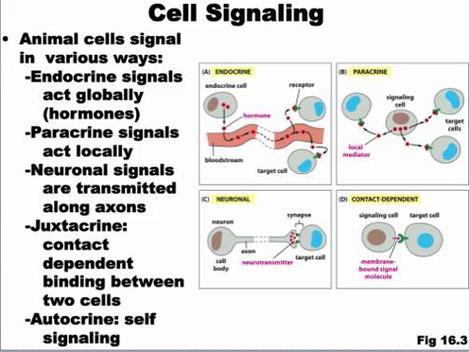Another type of signaling is called paracrine signaling. In paracrine signaling, a signal is going to be released from a cell, and it's going to affect cells that are nearby or in the local vicinity. So paracrine signaling is more local than endocrine signaling. Also, in paracrine signaling, the signal molecules do not enter the bloodstream, and instead they're just going to diffuse locally, staying near the cell that originally secreted them.